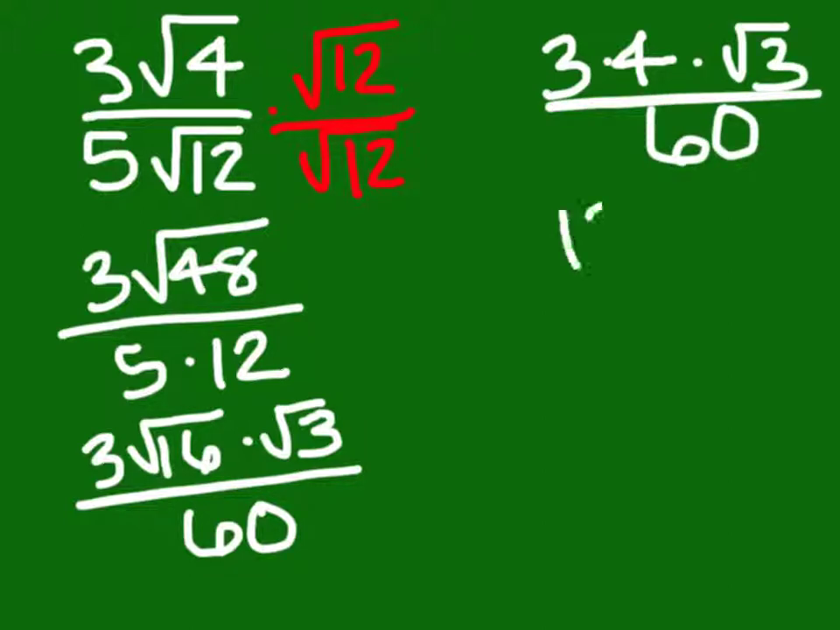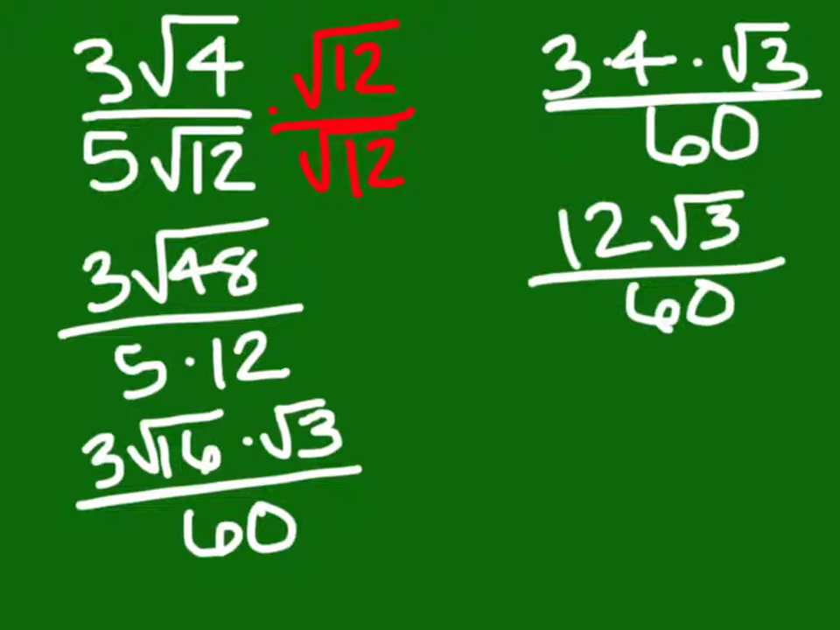3 times 4 is 12, radical 3, all over 60. 12 goes into both 12 and 60. 12 just one time, so you don't have to write the 1. You have radical 3 over, and 60 divided by 12 is 5. So that's the square root of 3 over 5.